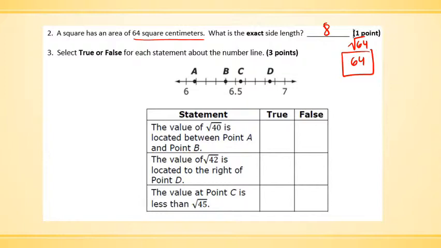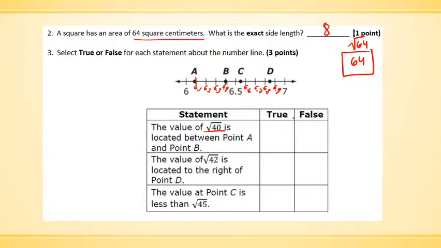For number 3, I'm going to select true or false. So here you might have used your calculator or done some different things to kind of figure out these statements. The first one says the square root of 40 is located between point A and point B. And so point A here, I notice it's a little bit before that little hash mark here. And so just kind of noticing the scale here, this is going by tenths. So this would be 6.1, 6.2, 6.3, 6.4, 6.5, 6.6, 6.7, 6.8, 6.9, and then 7. So it just might help to label what's there just so you understand what the scale is.